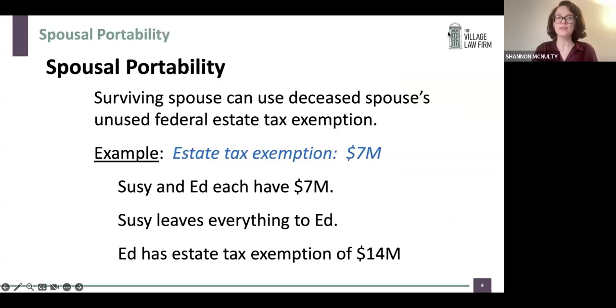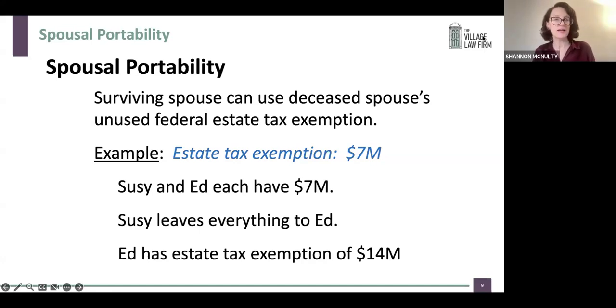Okay, so another aspect of the federal estate tax is what we call spousal portability. What this means is that the surviving spouse can use the deceased spouse's unused exemption. So we'll just use the estate tax exemption, and throughout this I'm going to use an estate tax exemption of 7 million just for simplicity's sake, and also that is going to be about what the estate tax exemption is going into the future. We think Congress can do anything, but if the law stays as it is, it will go down to about $7 million.